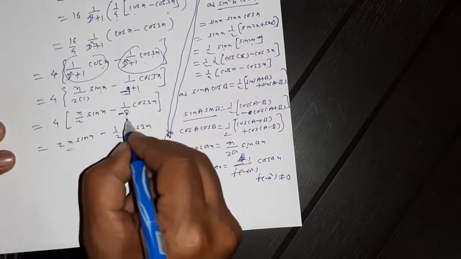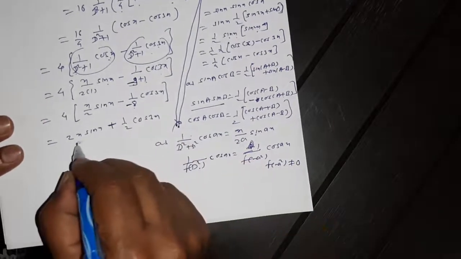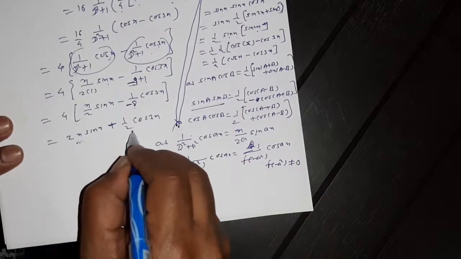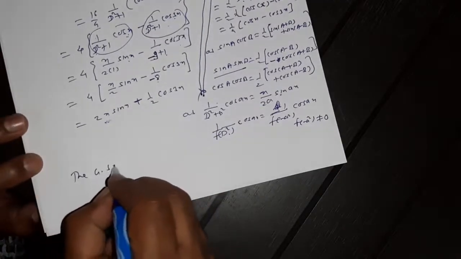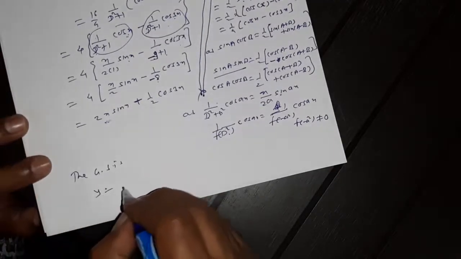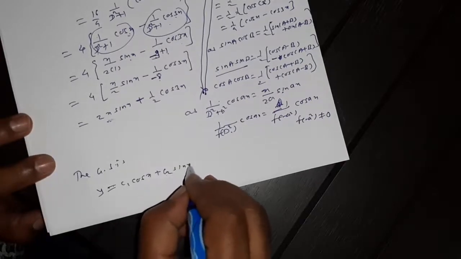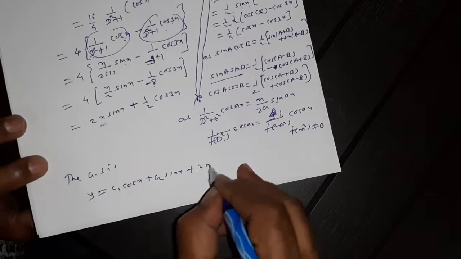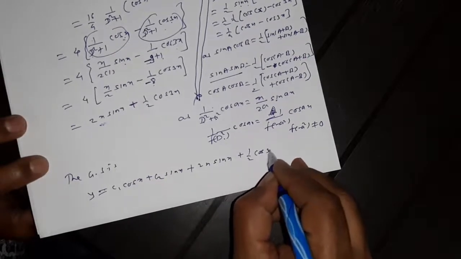Minus 9 plus 1 is minus 8. So minus minus become plus. So the answer is 2x sin x plus 1 half cos 3x. And therefore the general solution is y equal to complementary function c1 cos x plus c2 sin x plus 2x sin x plus 1 half cos 3x.